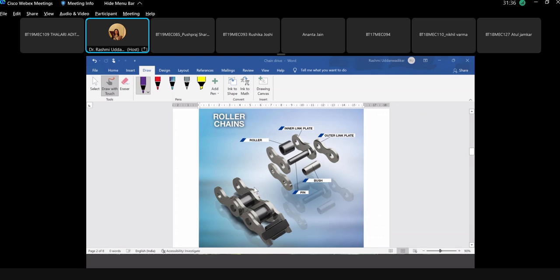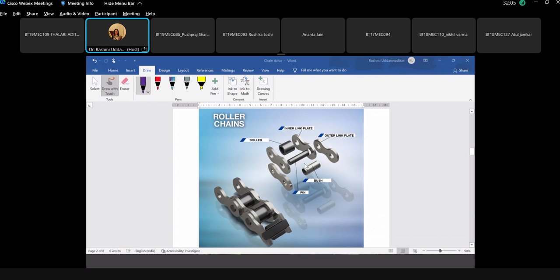So these two plates are brought close to each other, and the pin goes inside. This is showing the roller, and this is one set of link plate with pin and roller. Likewise, there would be another set, connected through another pin here and an outer link plate. So this is an inner link plate, then there is an outer link plate, and then this roller.